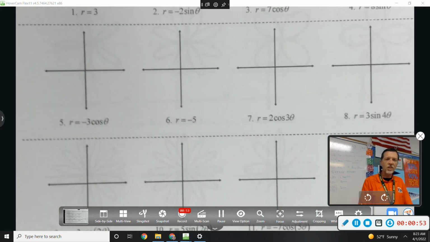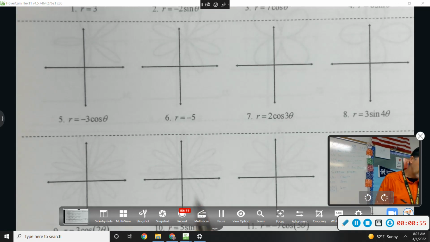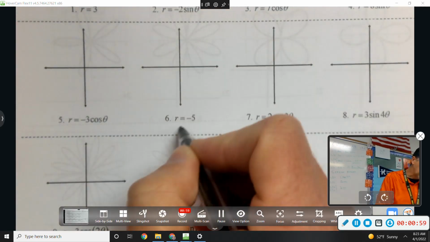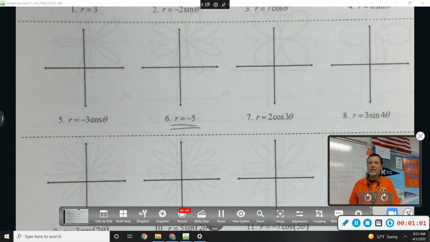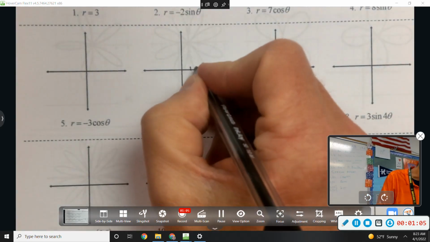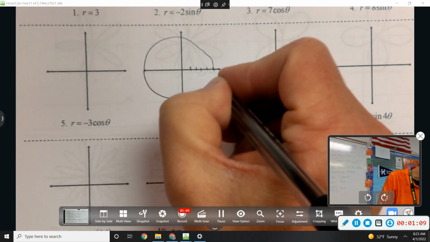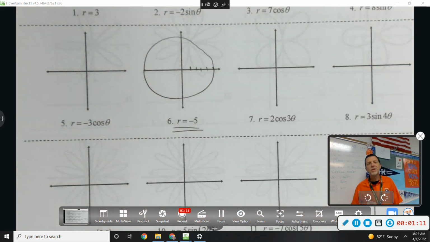Number 6, r equals -5. So radius is -5. So to me, that's the easiest kind, because it's like telling you what to graph. The radius is -5. So go out to 5 and draw a circle. That's a terrible circle, but you get the idea. Circle radius 5.